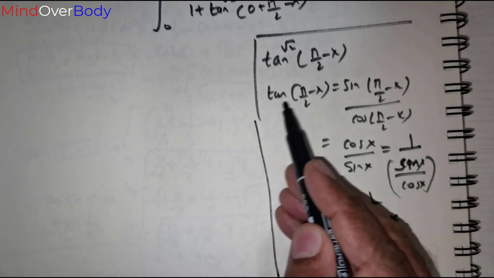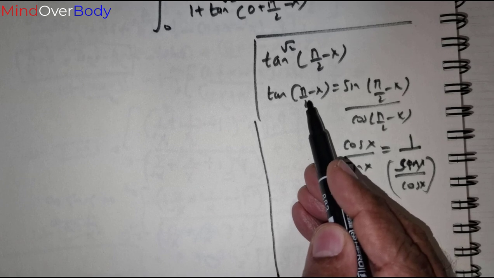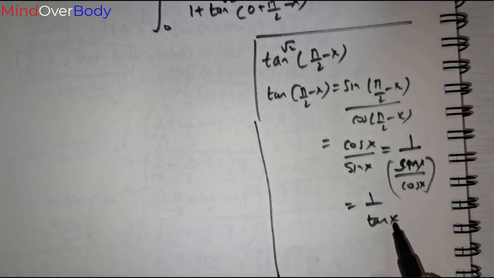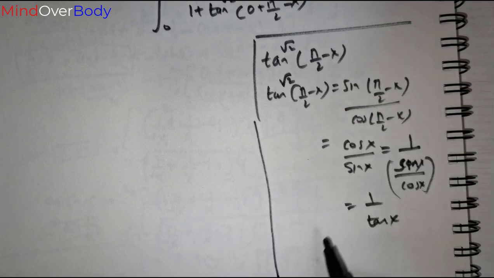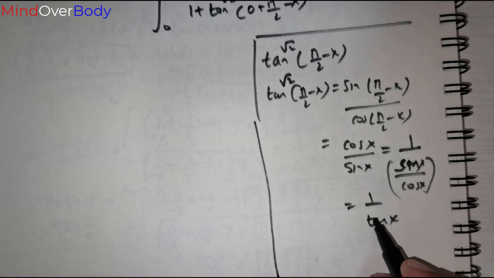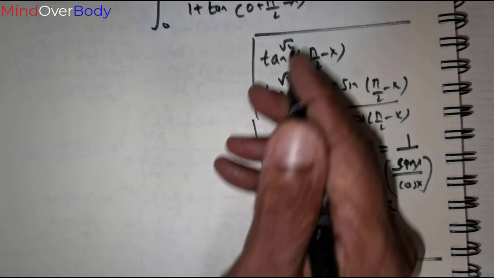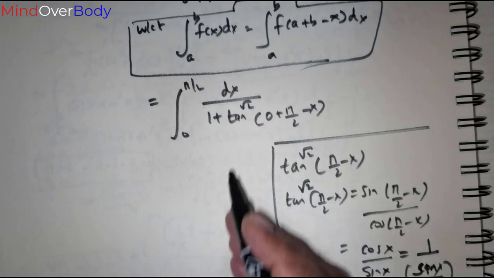So I started with tan of pi over 2 minus x, and I reached at a point 1 over tan x. Now if I were to raise it to the power of root 2, this is going to be 1 over tan raised to the power of root 2. Simple as that. So I'm going to use that same concept over here.